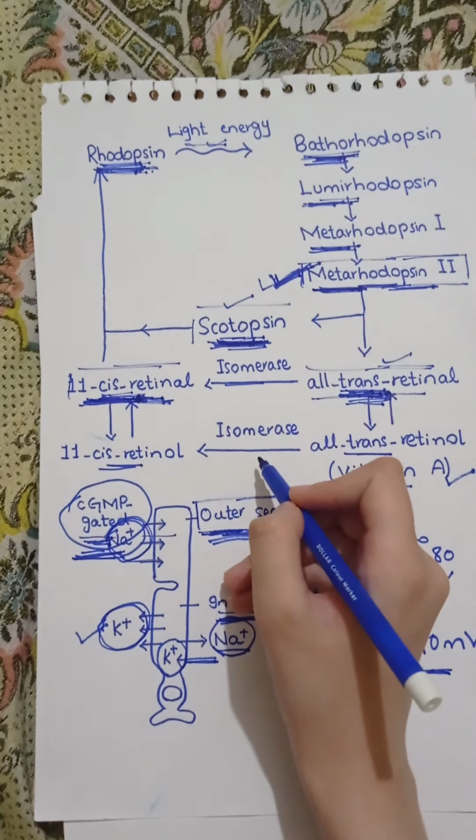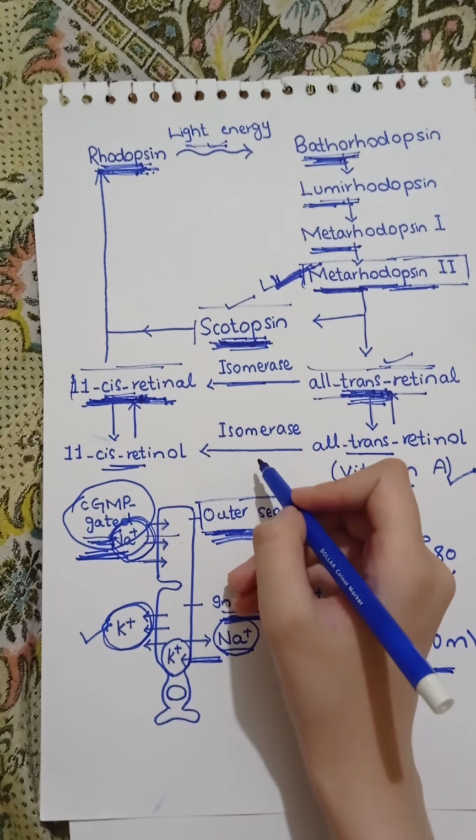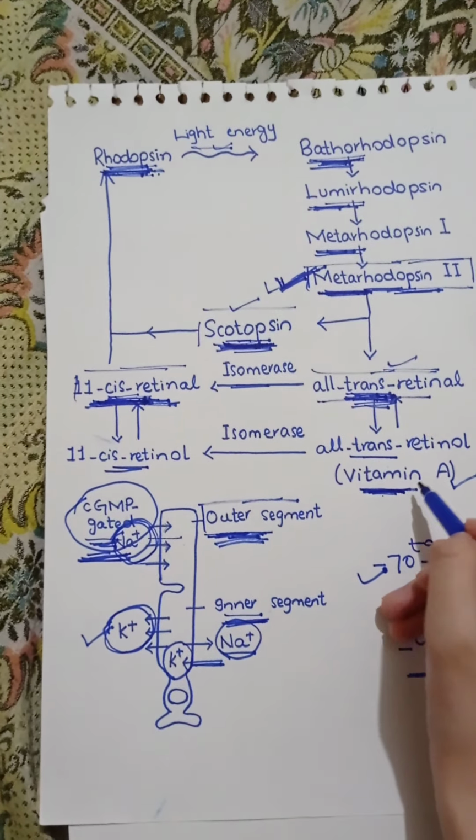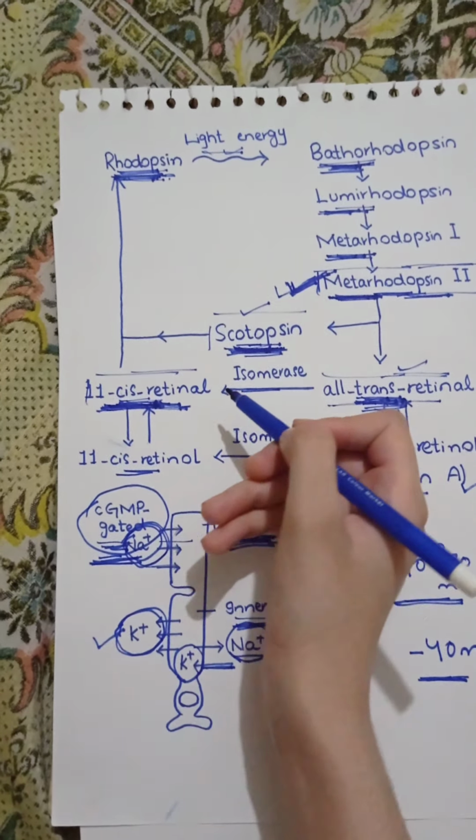This pathway is important when there is a deficiency of photopigment in the eyes. So vitamin A can be used to form retinal or photopigment.